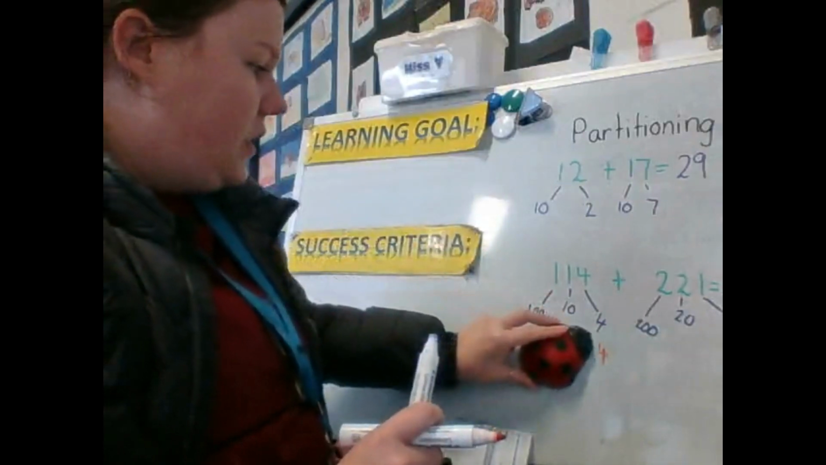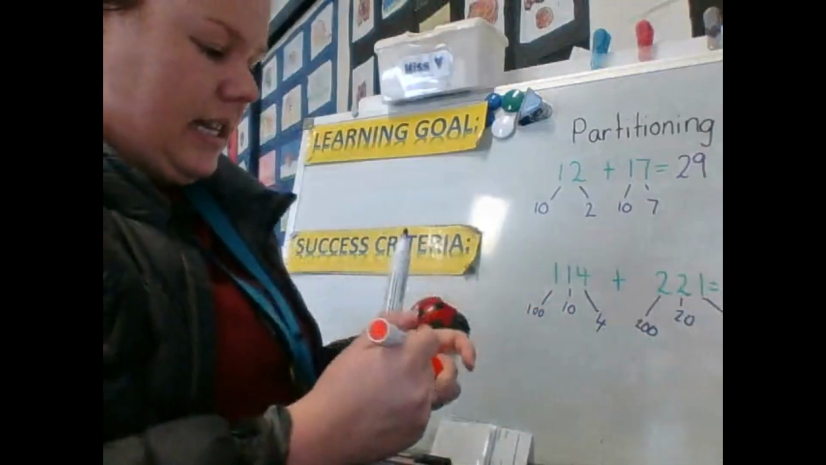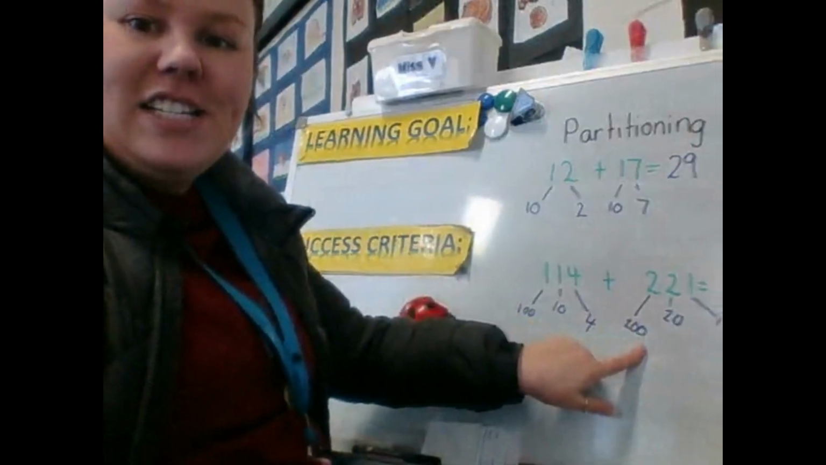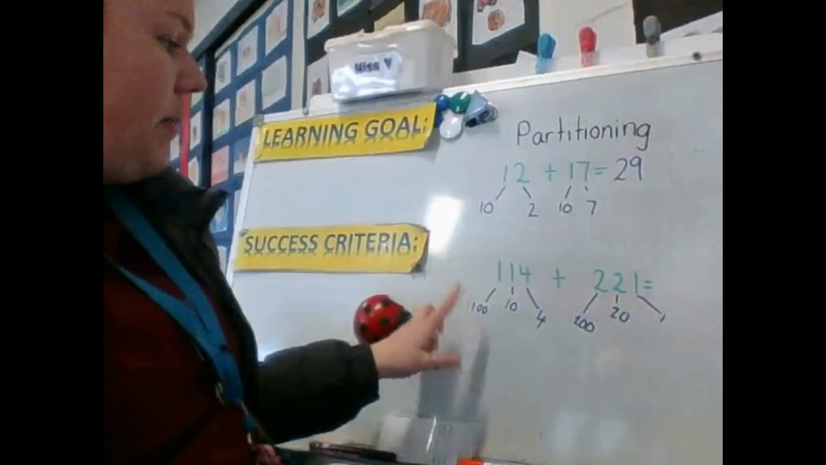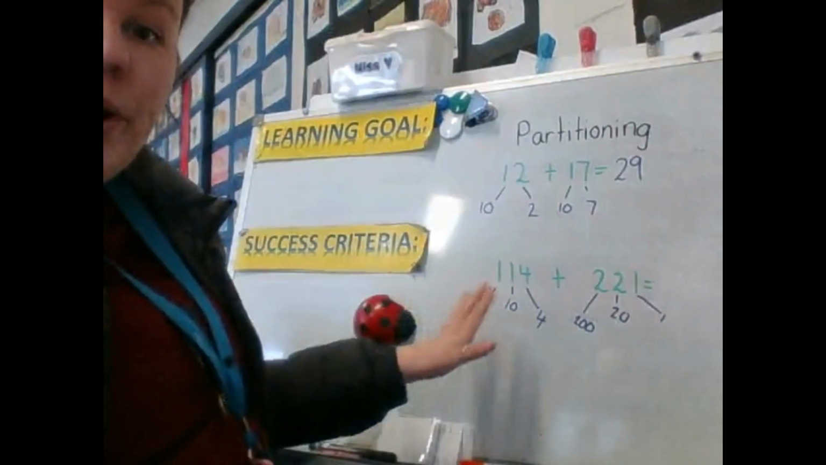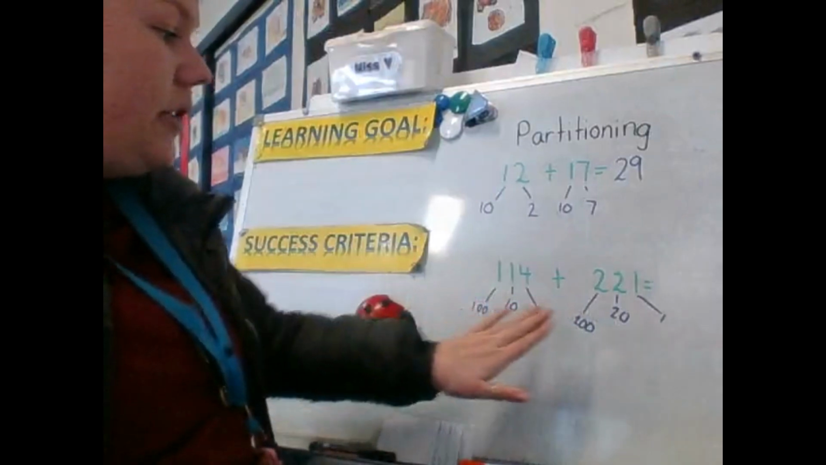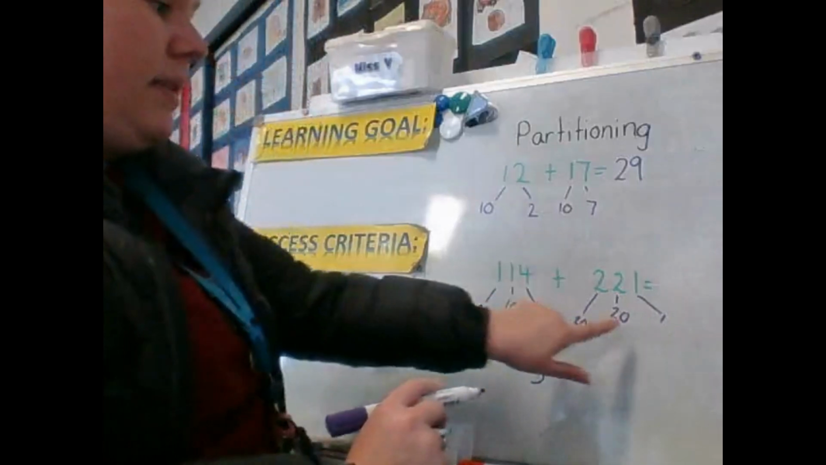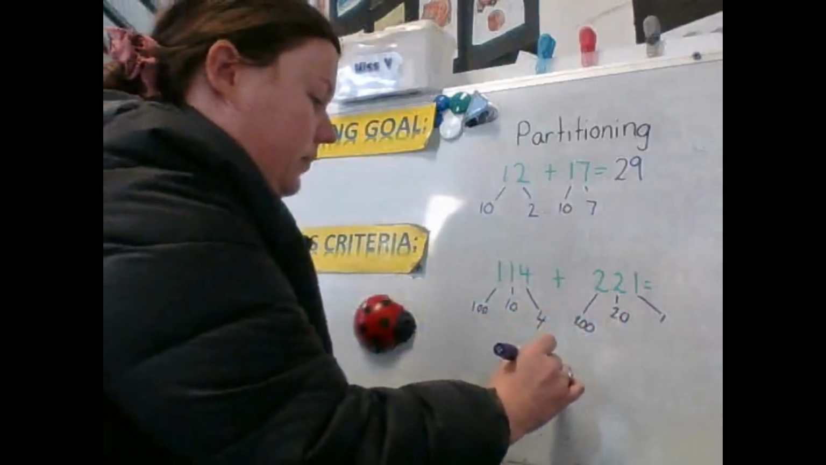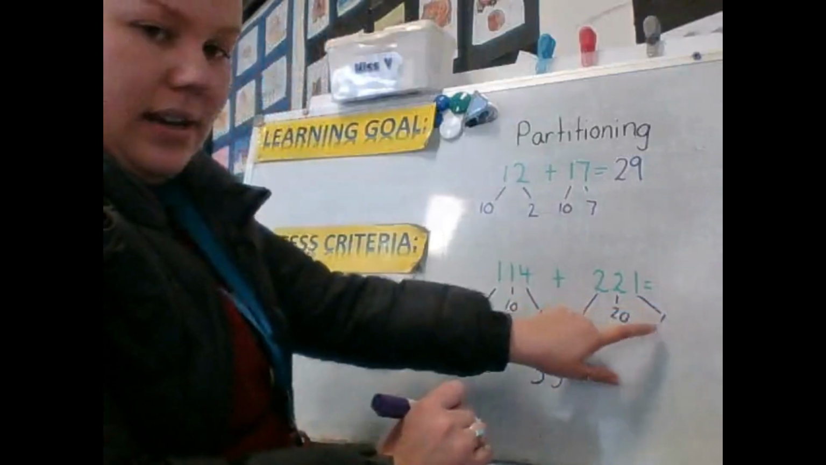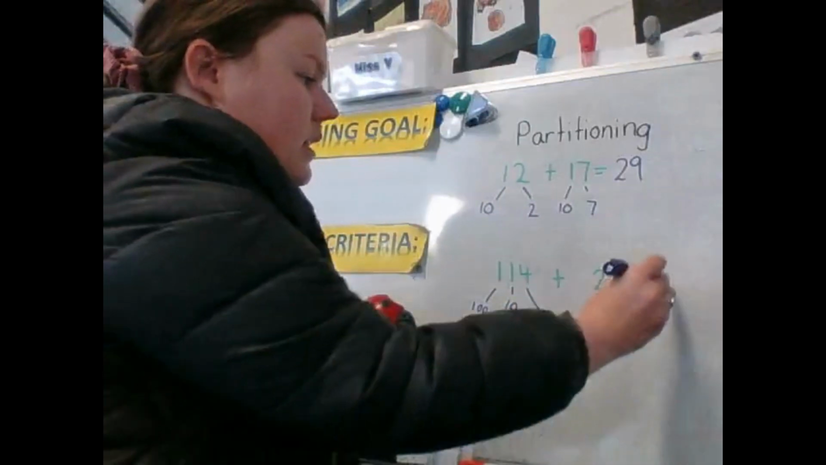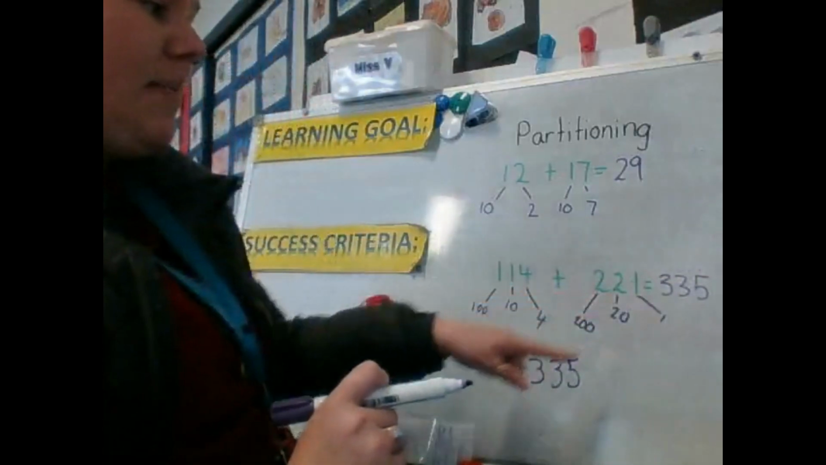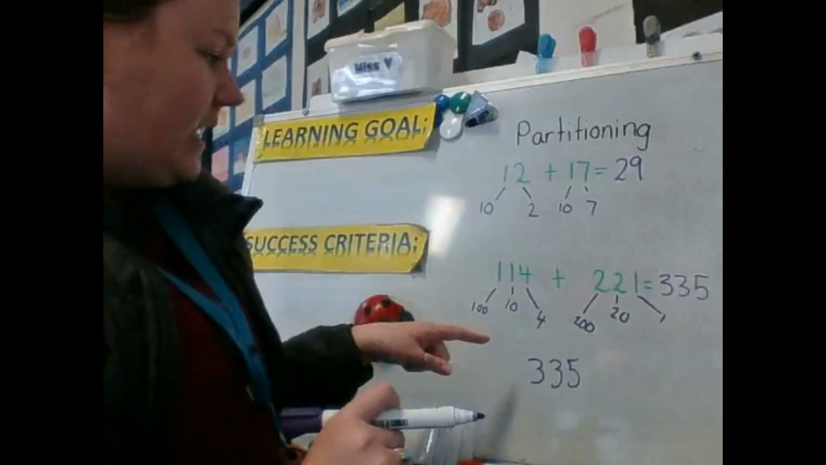Alrighty, so now that I have got my correct partitioning done there, I can use these numbers that I've partitioned to add much faster in my head. So I'm going to start with my largest numbers, my hundreds, and work my way down to the ones. So 100 plus 200 is 300. 10 plus 20 is 30. 4 plus 1 is 5. So my answer is 335. And I was able to solve this far faster than if I had to start with 114 and count on 221 more.